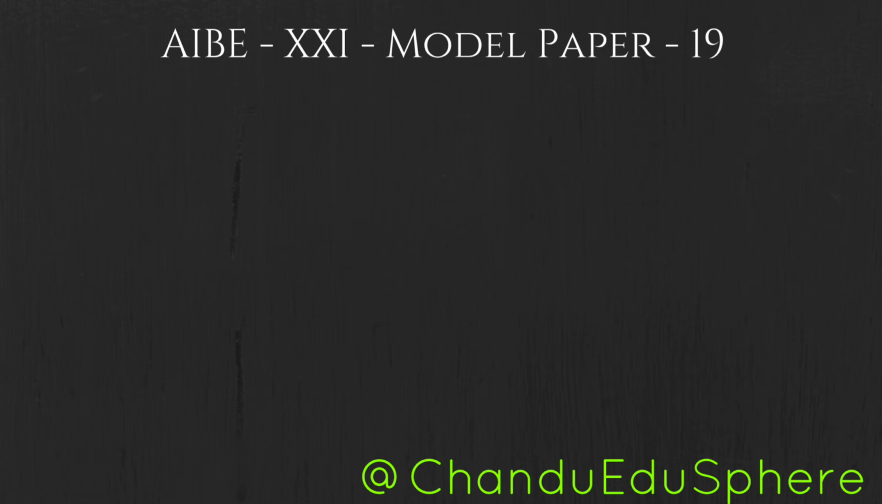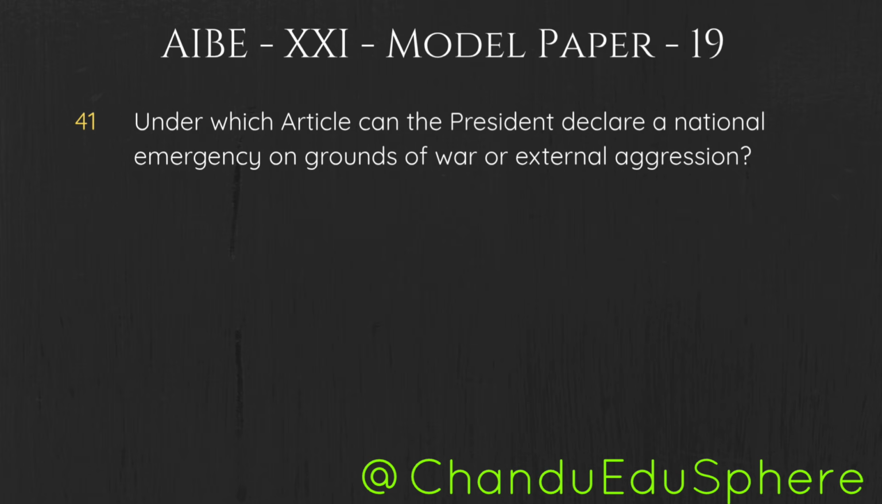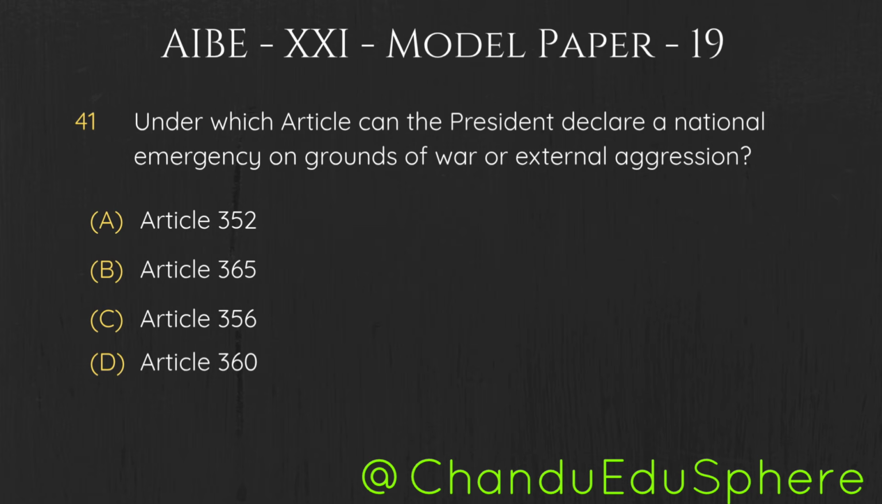Under which article can the President declare a national emergency on grounds of war or external aggression? Article 352. Article 352 empowers the President to declare a national emergency if he is satisfied that a grave emergency exists by reason of war, external aggression, or armed rebellion threatening the security of India or any part of it.